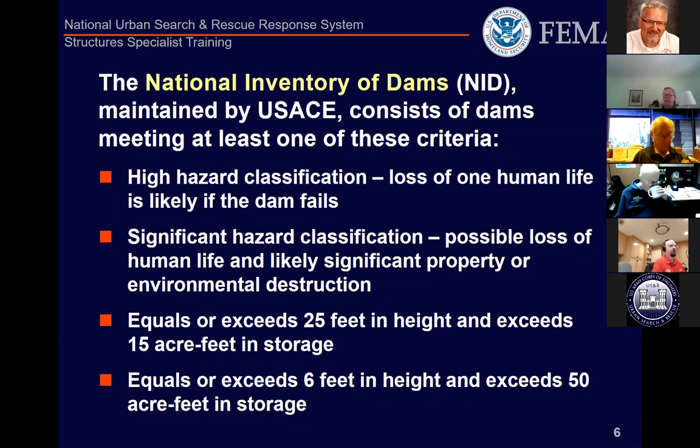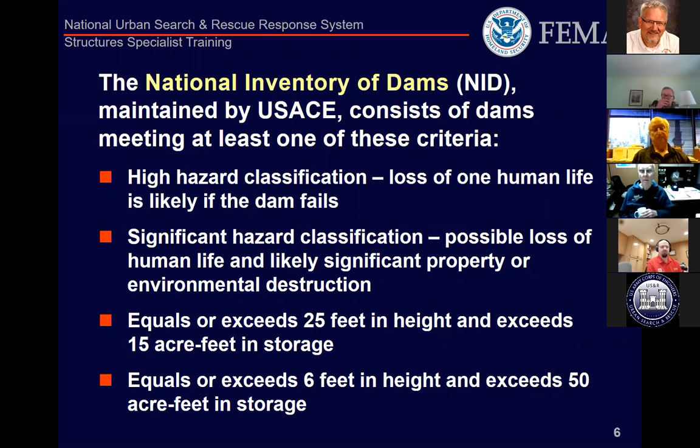The bottom two: equals or exceeds 25 feet in height and exceeds 15 acre-feet in storage. That's some of the definition of a dam versus, I guess, a pond or stock pond for livestock. And then equals or exceeds 6 feet in height or exceeds 50 acre-feet in storage.